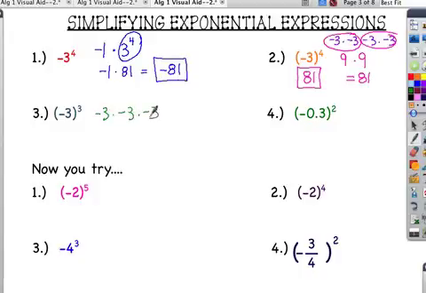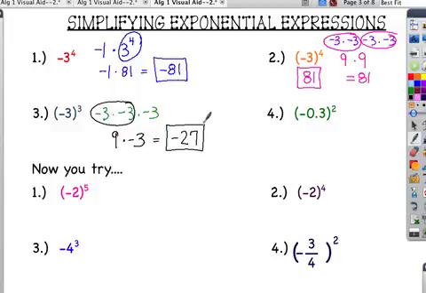This time, I get negative 3 times negative 3 is positive 9, but when I multiply that by a negative, I end up with negative 27. So even though the negative 3 is in parentheses and being raised to the power, it is possible to get a negative answer if your exponent is odd.